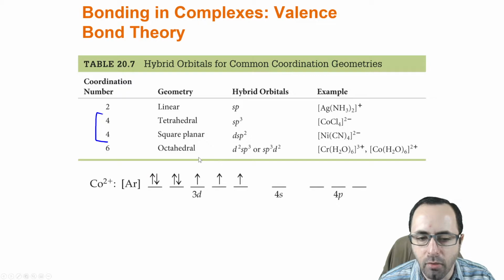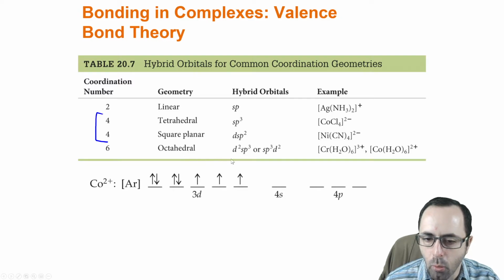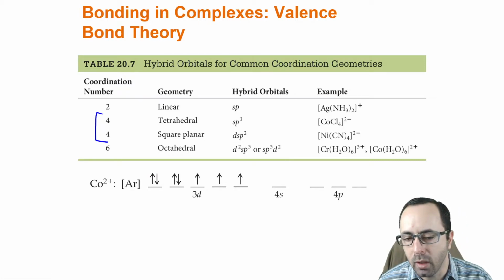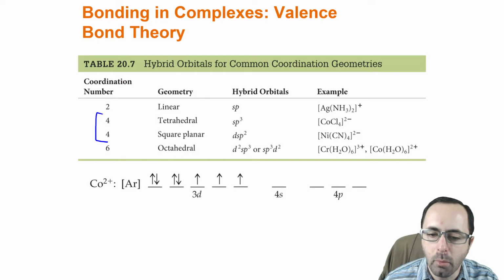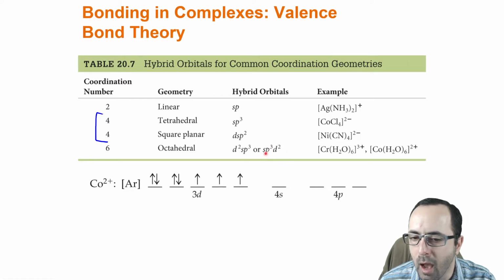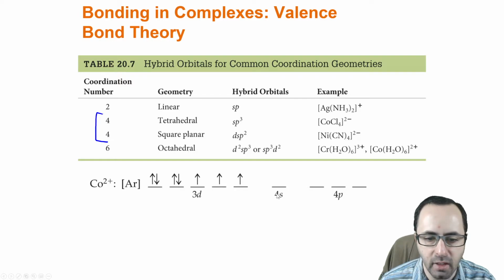And then finally, compounds with a coordination number of 6 can bond with two different hybridizations. One is called d2sp3, and the other is called sp3d2. The difference between them has to do with what energy level the d orbitals involved in the hybridization come from. If they come from the lower energy d orbitals, it will be called d2sp3 hybridization. If they come from the higher energy d orbitals, this will be called sp3d2 hybridization.